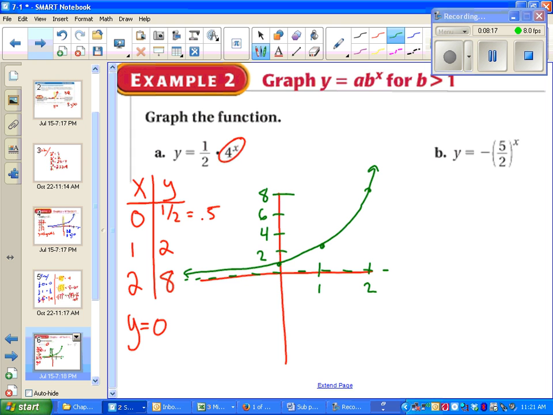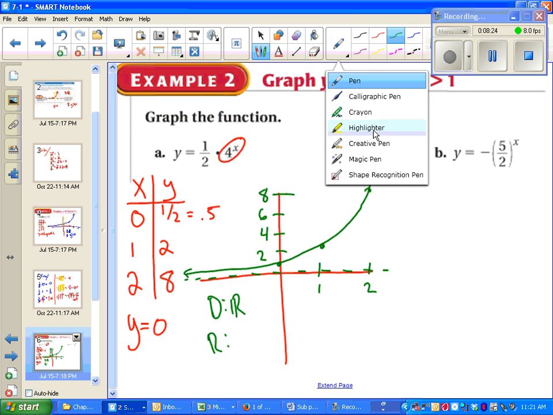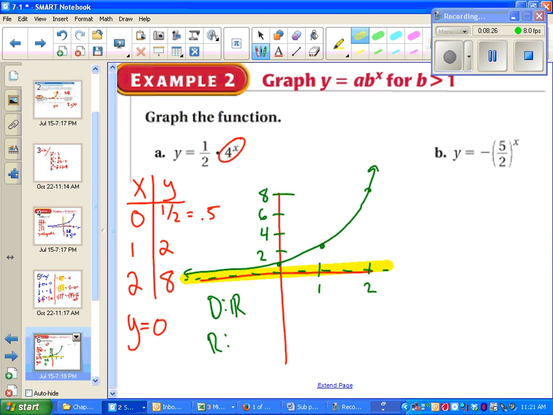I still need to identify my domain, which is all real numbers, and my range. Even domain is all real numbers because we go forever both directions, but my y-axis is only bigger than 0, not touching 0. Done with part A. Part B is more of the same. I think it's just a little more complicated because 5 over 2 is a little scarier.